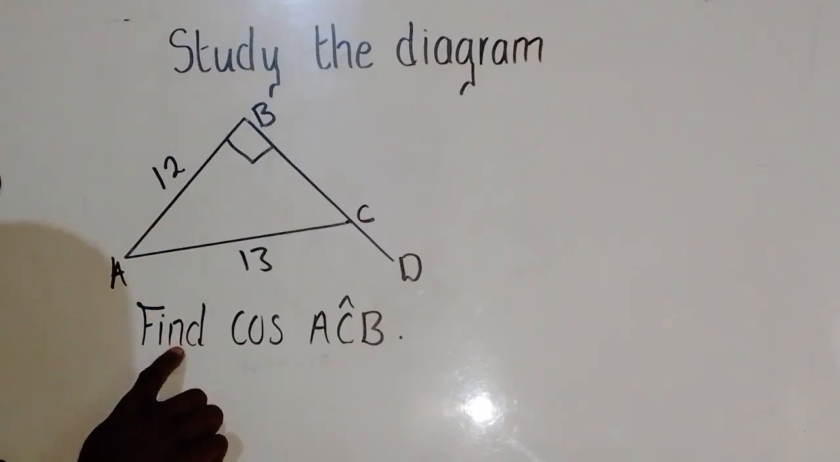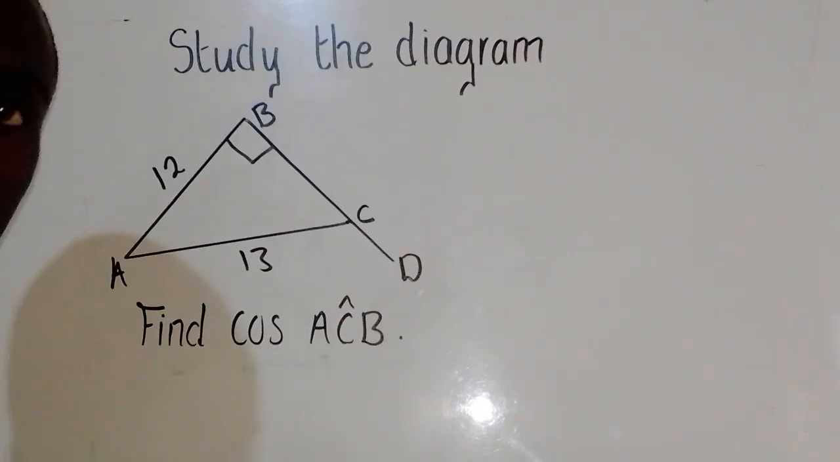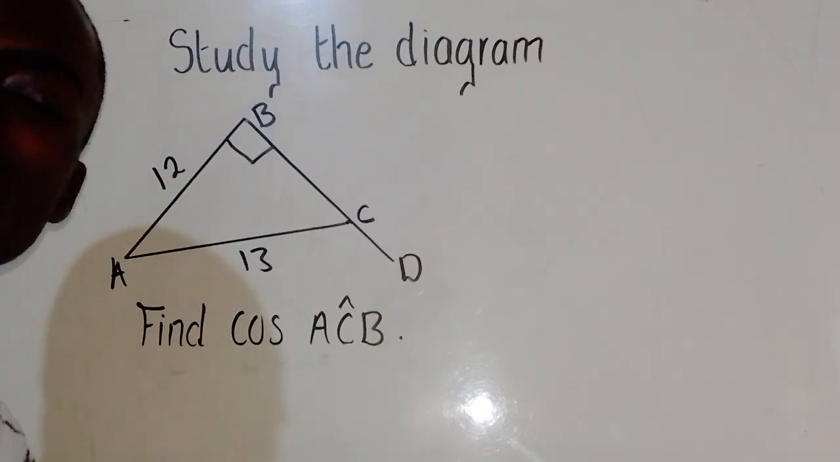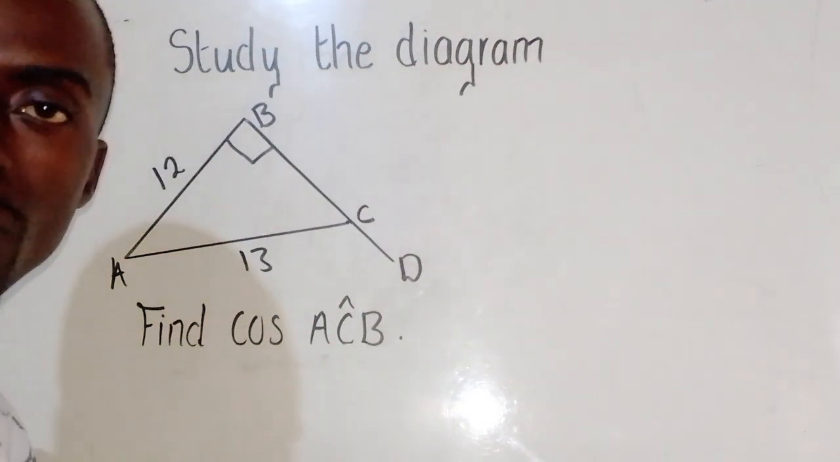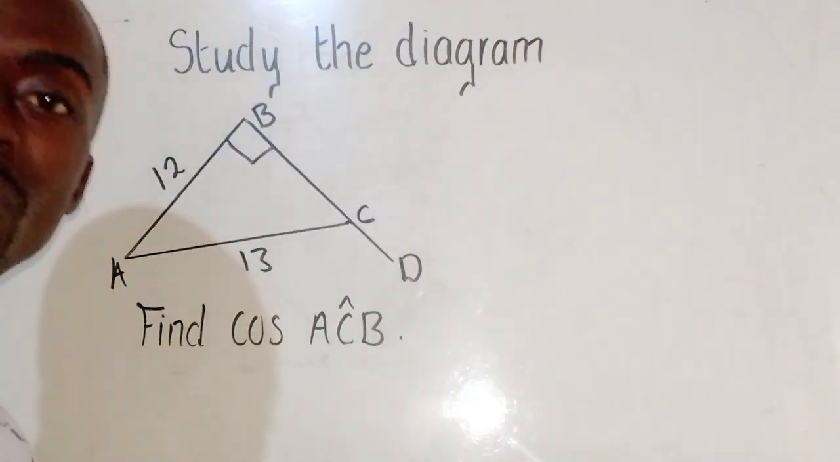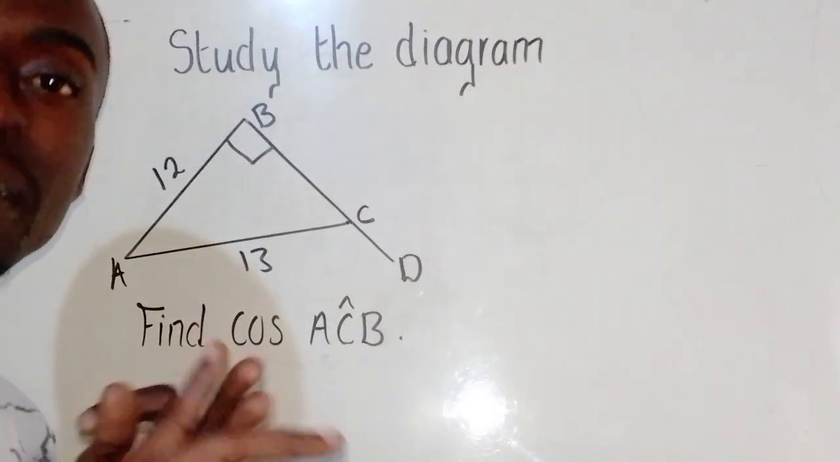Now the question is saying find the cos ACB. You need to know that if you want to answer this, the first step is to identify the sides. So how do you know the sides? Because the right angle triangle has three sides. It has the opposite, adjacent, and hypotenuse.